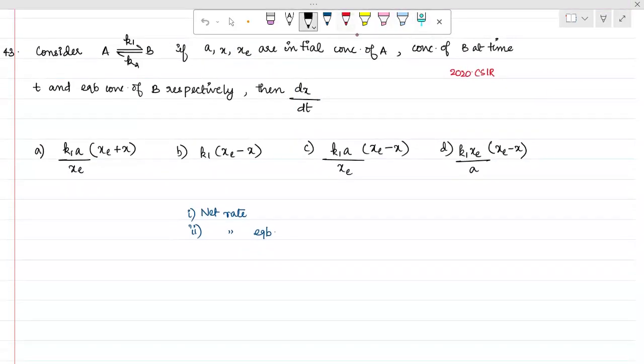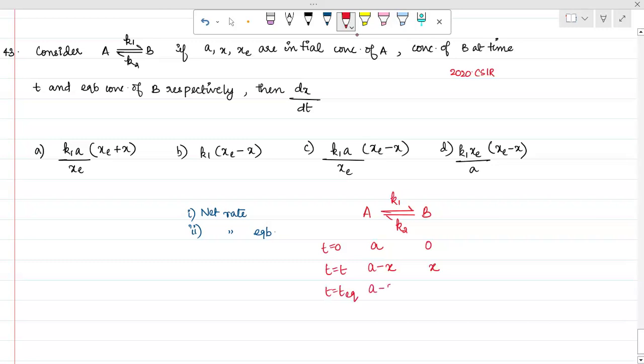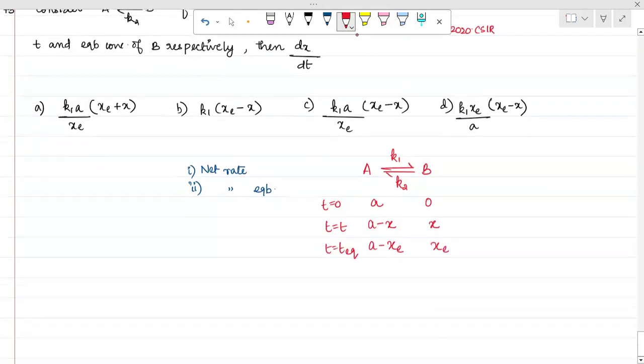So what is our equation which is given? A giving B. Forward rate constant K1, backward rate constant K2. At T is equal to 0, initial concentration, it is given that it was A. At some time T, we can write that A minus X is the amount of the reactant left and X is the amount of product formed. While when the time reaches equilibrium, it can be written as A minus Xe and the amount of product formed is Xe.